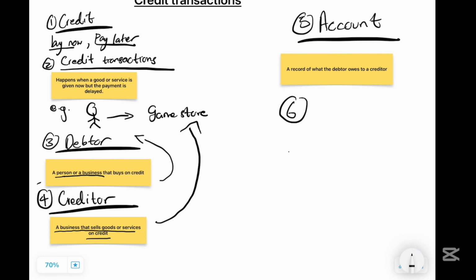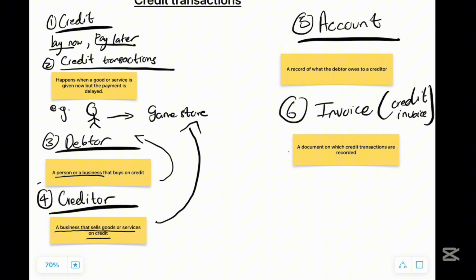Number 6, I want you to know what an invoice is, or a credit invoice. A credit invoice is a document on which credit transactions are recorded. So when you go into a store to buy on credit, they will give you an invoice. That is the document where they record only credit transactions. When you buy on cash, usually what they give you is a receipt. When you buy on credit, they will give you an invoice.